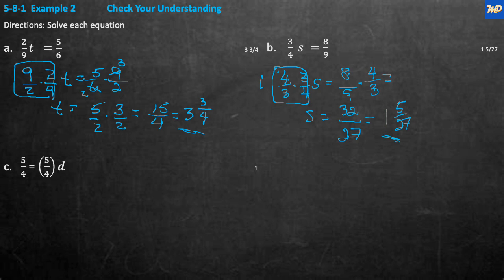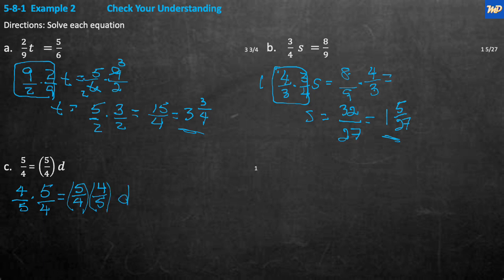And now C, we're going to do the same thing. We're going to have to multiply the coefficient of D by its reciprocal. And the D is multiplied by 5/4. That's the reciprocal. So we're going to multiply by 4/5. So we're going to say both sides, 4 over 5 times 5 over 4 D is equal to 5 over 4. I'll put the parentheses here, times 4 over 5. That's the reciprocal we're multiplying by.